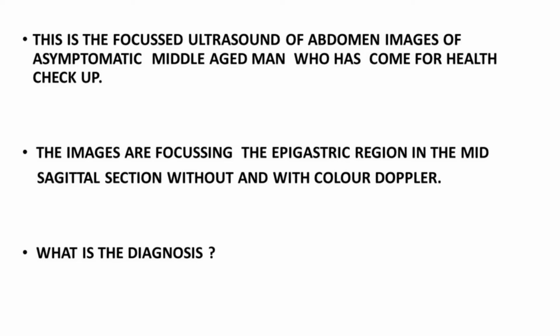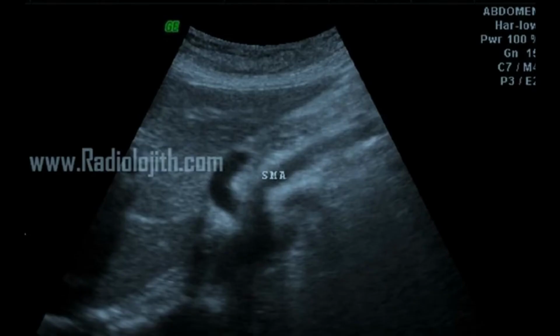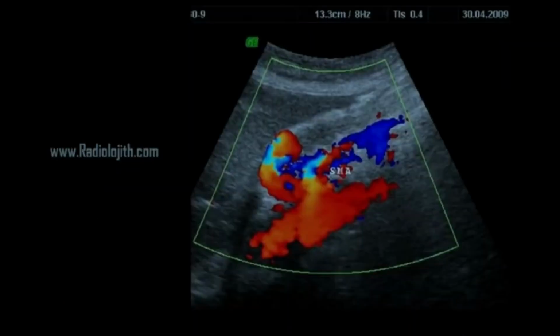Here are ultrasound images of the upper abdomen of an asymptomatic middle-aged man who has come for a health checkup. The images focus on the epigastric region in the mid-sagittal section, on B mode and with color Doppler. What's the diagnosis?